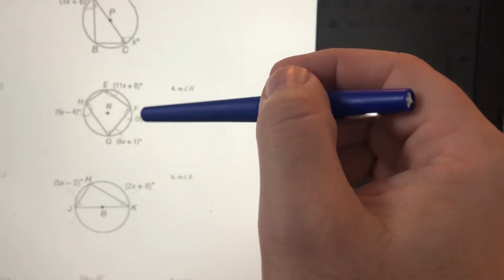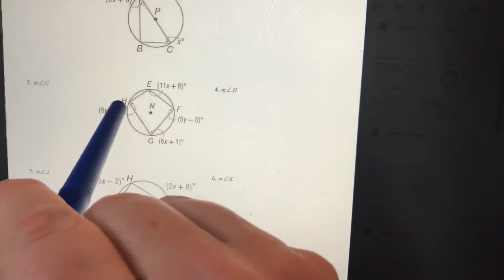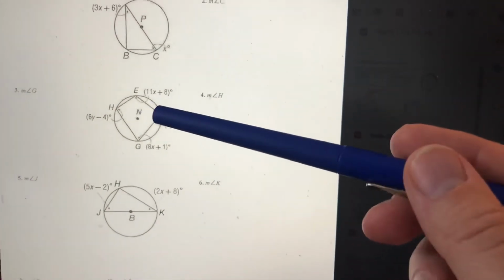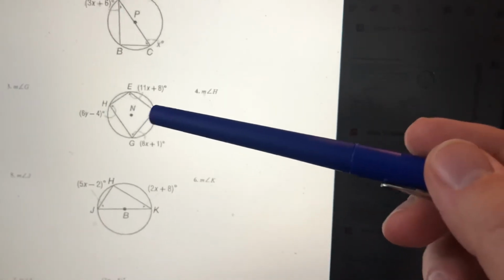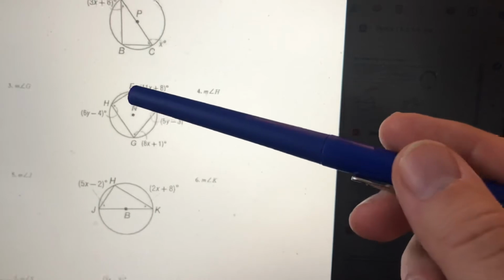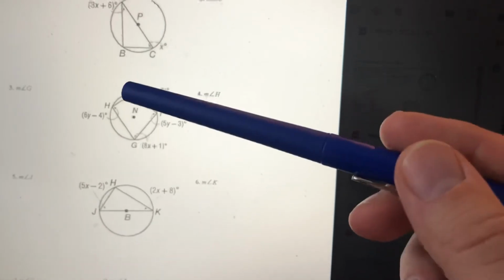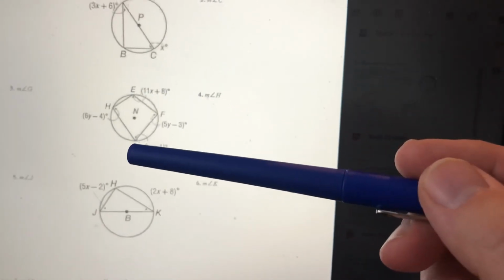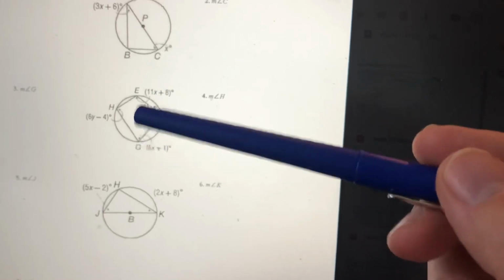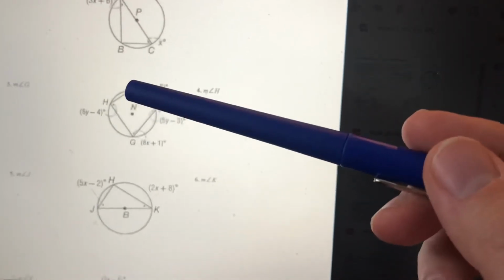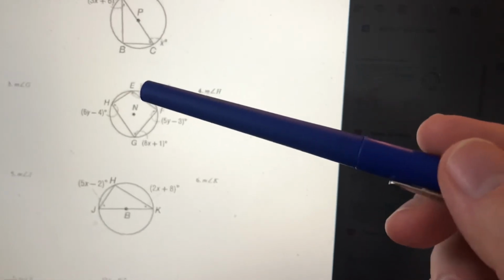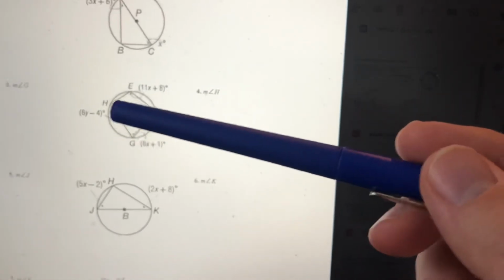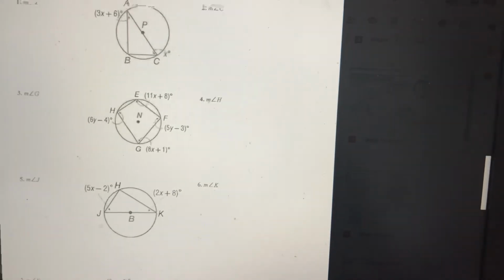So this angle here, this angle F, and this angle over here, this angle H, those two angles, whatever they are, are going to add up to 180 because one of them opens up to E and G over here. So it's going to take that much of the circle. And this one opens up to E and G on the other side, so it's going to take the other part of the circle. Since the whole circle is 360 and the inscribed angles are half, that's going to be 180.